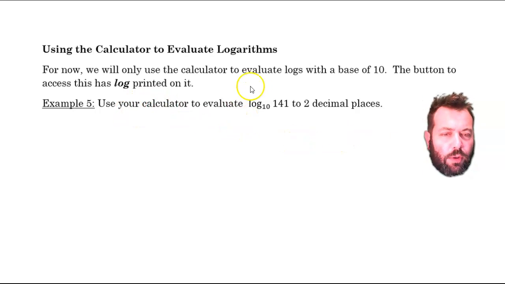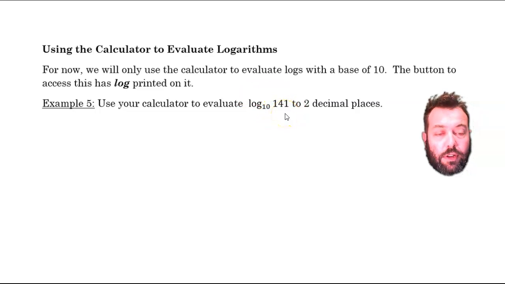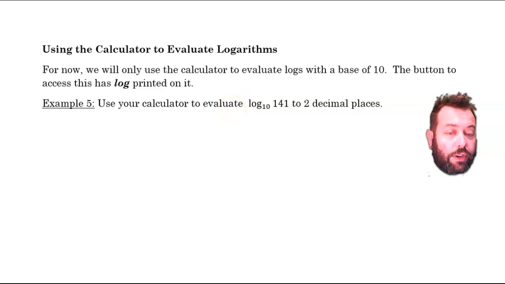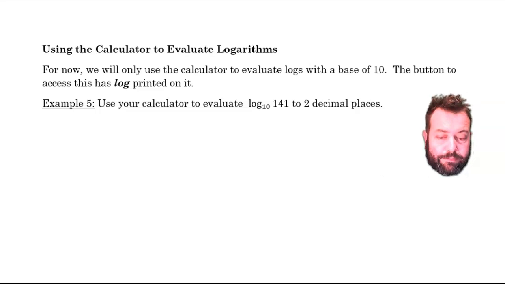Use your calculator to evaluate this to 2 decimal places. Now, I know that the log base 10 of 100 equals 2. So the log base 10 of 10 equals 1, 100 equals 2, 1,000 equals 3. So my answer is somewhere between 2 and 3. We punch that into our calculator, and fairly neatly to 2 decimal places we should get 2.15. That's between 2 and 3, closer to 2. That's fine. So that's using our calculator, but it only works, at least for now, for a base 10.